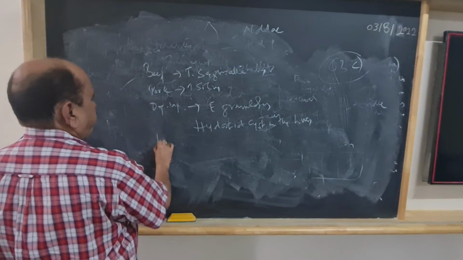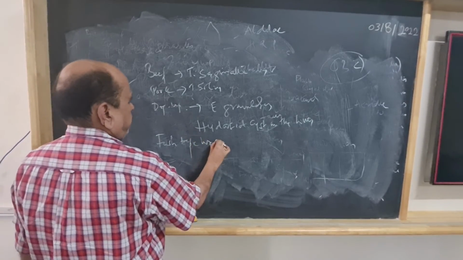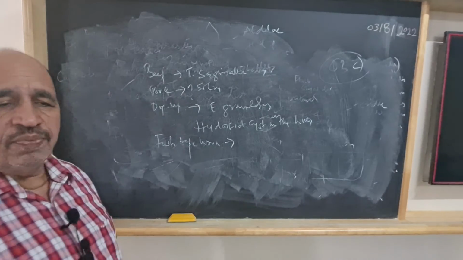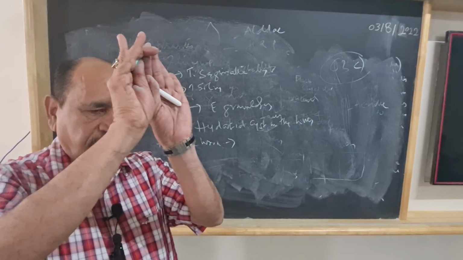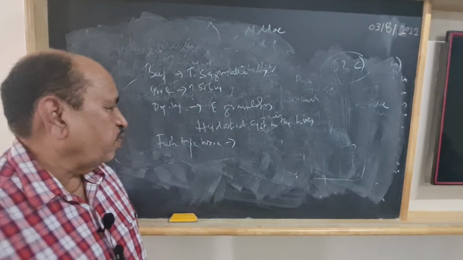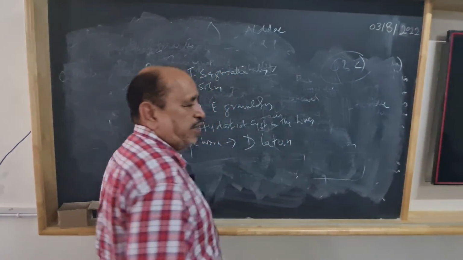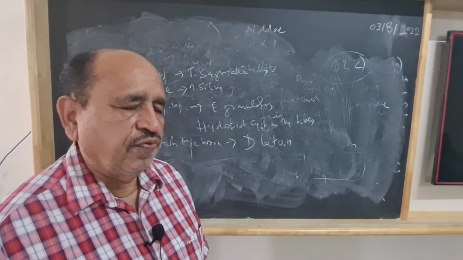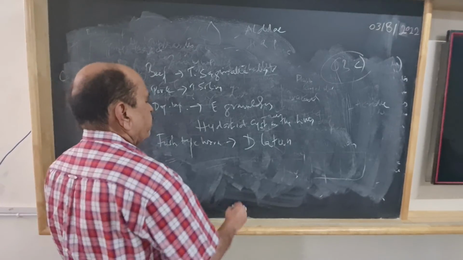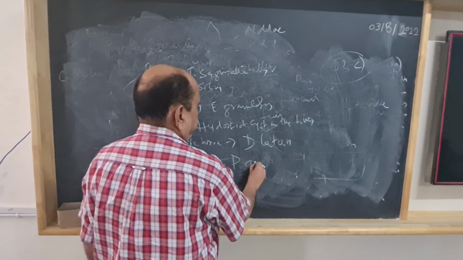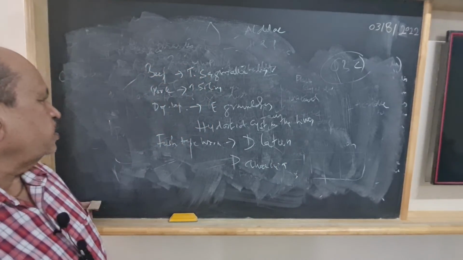Then there is the fish tapeworm. What is the name of the fish tapeworm? It has a double head. Diphyllobothrium latum. Man gets infected by consumption of fish that is not properly cooked. It gives rise to pernicious anemia.